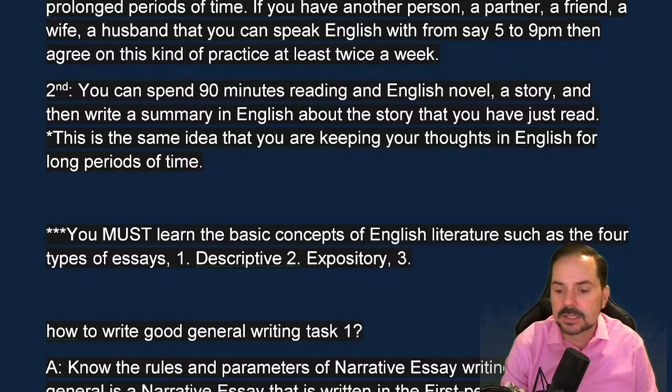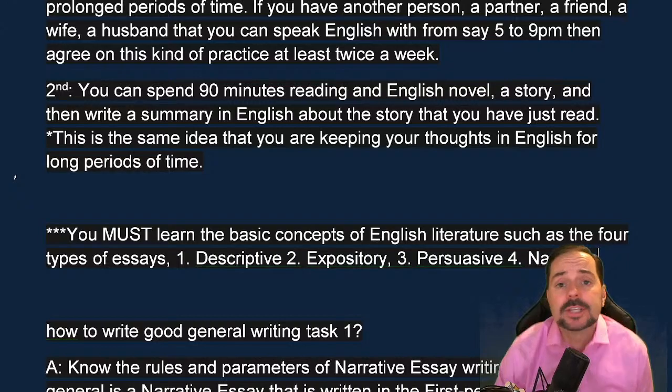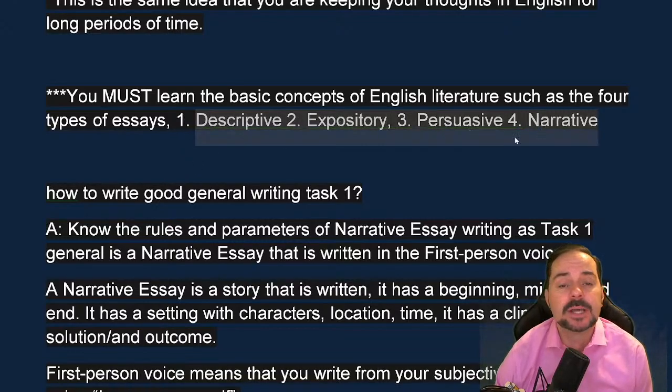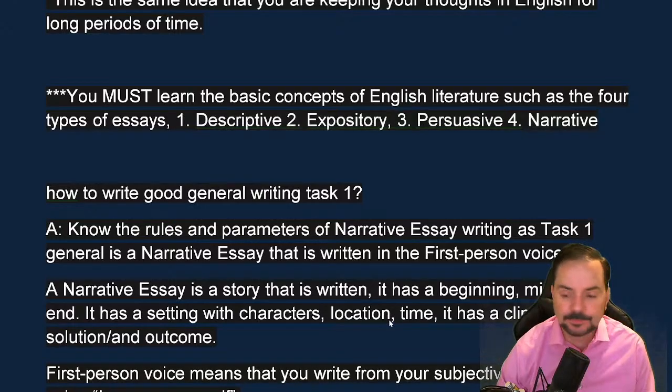Third is persuasive. And fourth is narrative. So you should be looking these up and learning how to do this. You'll see lots of examples online, and there are lots of very good English teachers who go through each of these step by step and really guide you and teach you, okay?